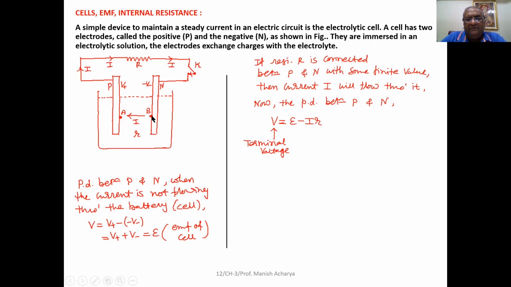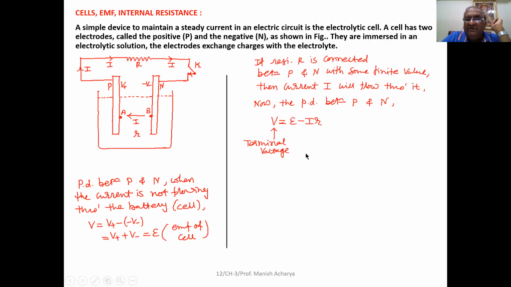And here, the motion of the ions from one electrode to another electrode is opposed due to internal resistance of the cell. Suppose here the internal resistance of the cell is r. So some energy loss will take place. Now, when the current is flowing through the cell, at that time, if we take the potential difference between these two electrodes, then that will be less than the EMF of the cell.